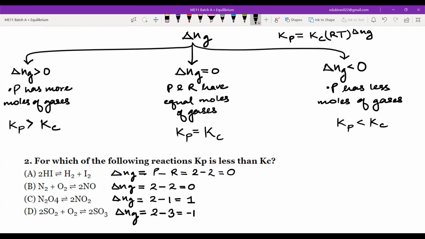So now you tell me which of the options is correct. What they're asking is in which of the following is the relationship between Kp and Kc. Here Kp is equal to Kc. Here also Kp is equal to Kc. In the last one, Kp is greater than Kc, right? Because delta Ng is positive. If delta Ng is greater than 0, that means Kp is greater than Kc. In this case, Kp is less than Kc. So the D option is the right answer. Yes or no, guys? Yes, sir. Okay.